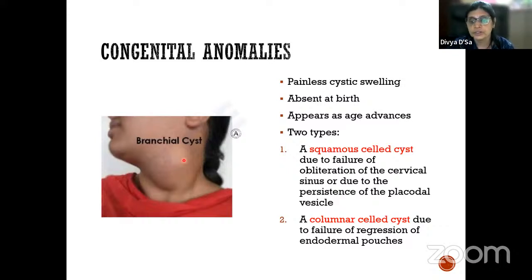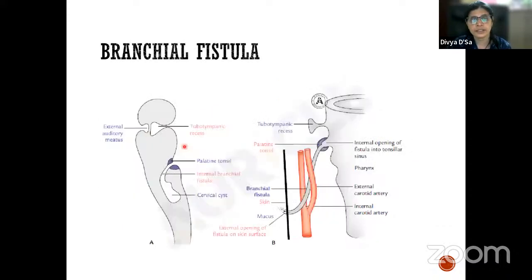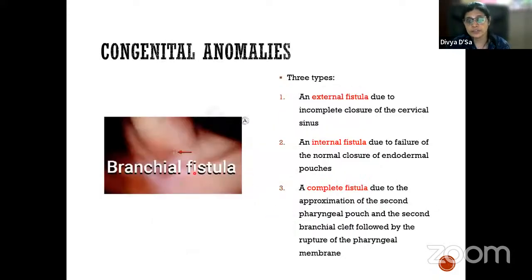So we have two kinds: a squamous cell lined cyst because of the obliteration of the cervical sinus, and a columnar cell cyst due to failure of regression of the endodermal pouches. So it can be two types. Now the branchial fistula: it may communicate on the outside or on the inside. If it communicates on the outside, it is an external fistula. If it communicates on the inside, it will be an internal fistula. So this is the skin, it is coming out. That is called the branchial fistula.